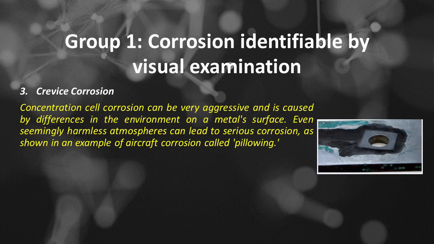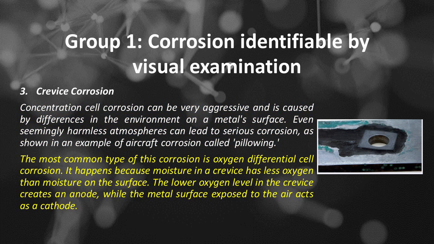Concentration cell corrosion can be very aggressive and is caused by differences in the environment on a metal's surface. Even seemingly harmless atmospheres can lead to serious corrosion, as shown in an example of aircraft corrosion called pillowing. The most common type of this corrosion is oxygen differential cell corrosion. It happens because moisture in a crevice has less oxygen than moisture on the surface.